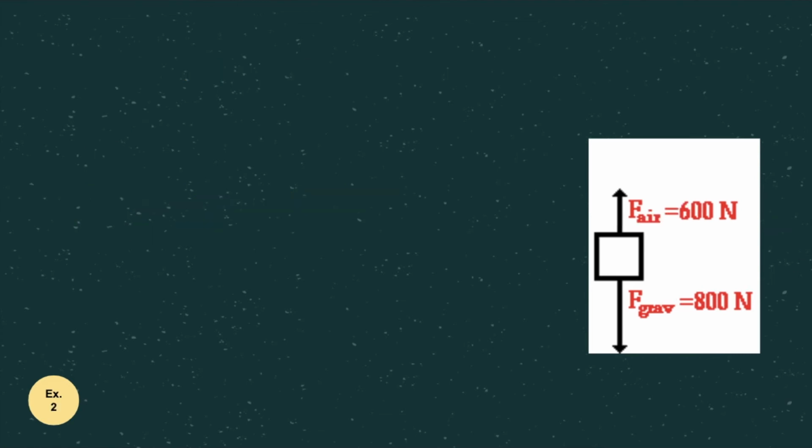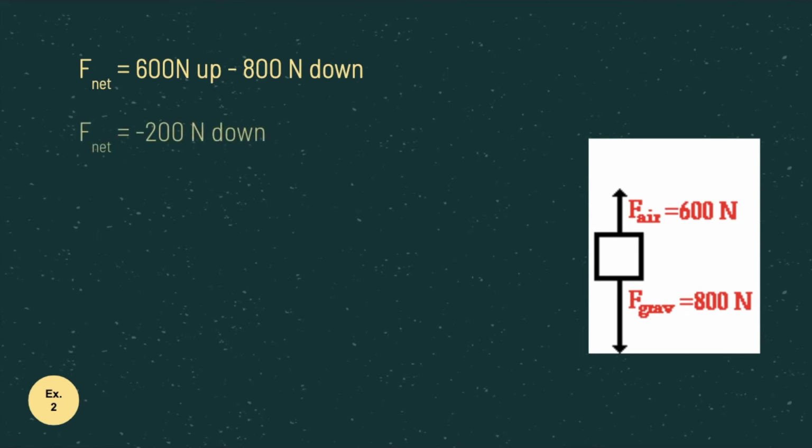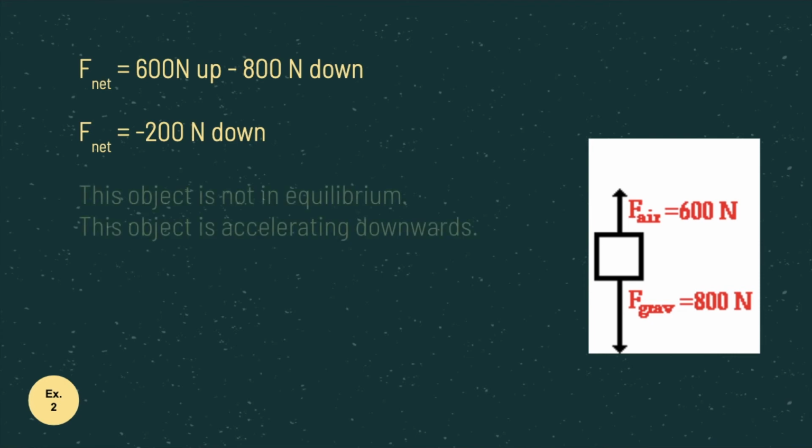Example 2. We have a positive 600 for air resistance because it's going up, negative 800 for gravity because gravity is pulling down. That gives me a net force of negative 200 newtons down. If you want, you could just call this negative 200 newtons or 200 newtons down, and I will accept it either way. I don't see this as a double negative scenario. So negative and down don't cancel out here. So you can include both if you want.